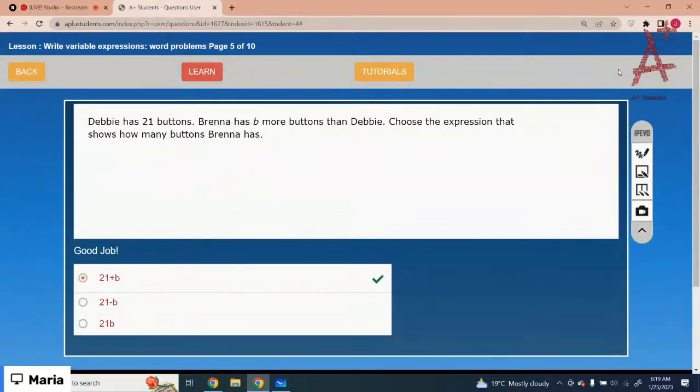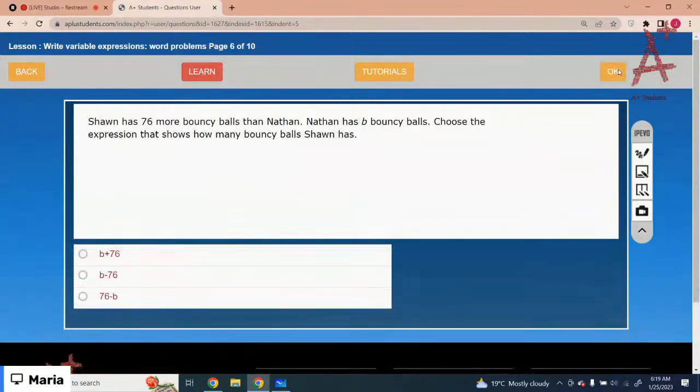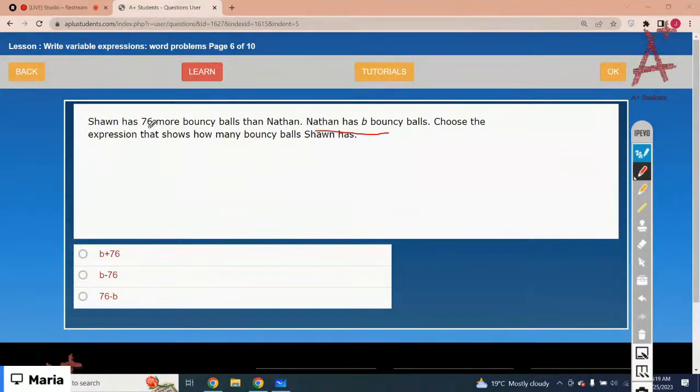Okay. The next one is Sean has 76 more bouncy balls than Nathan. Nathan has B bouncy balls. So Nathan has B and Sean has 76 more. That means you have to add, so it would be B plus 76. Got it? So B plus 76 is the correct option.